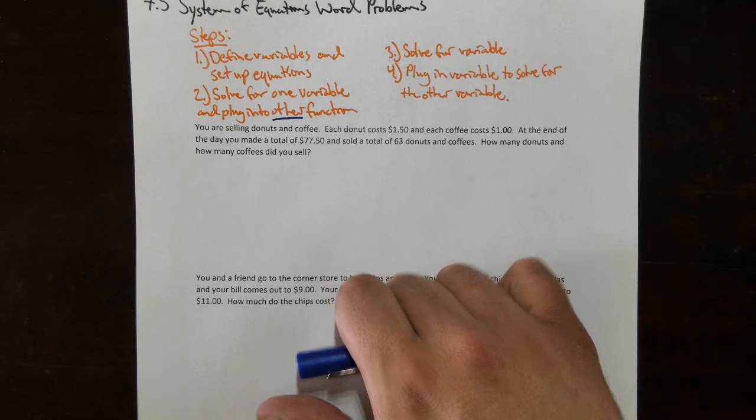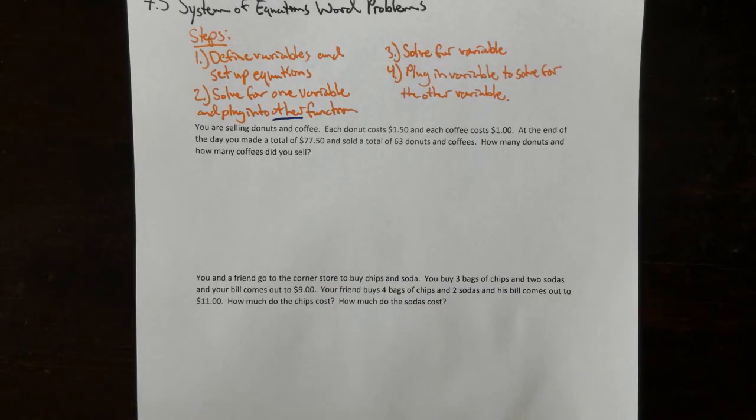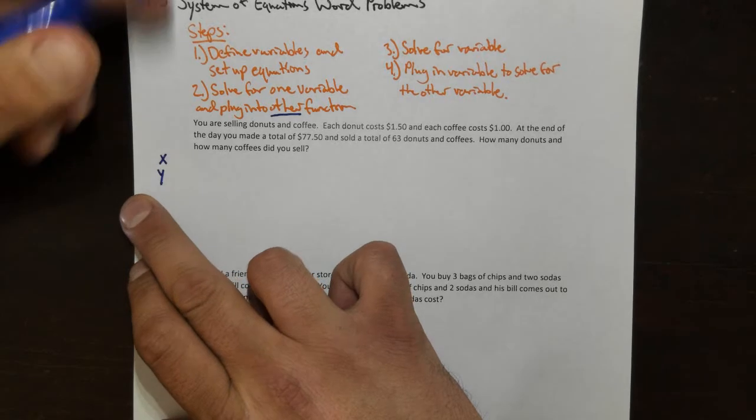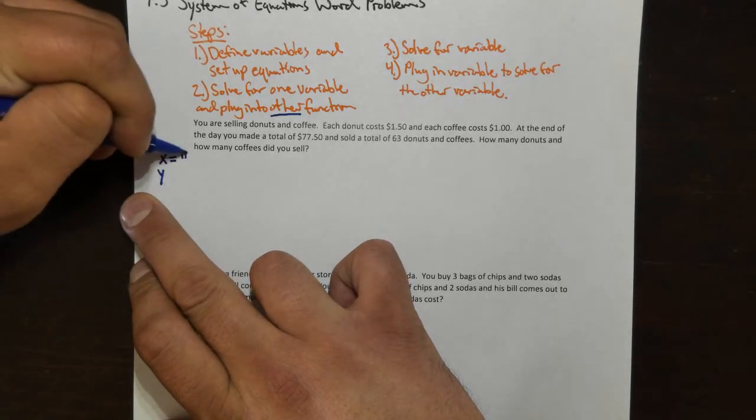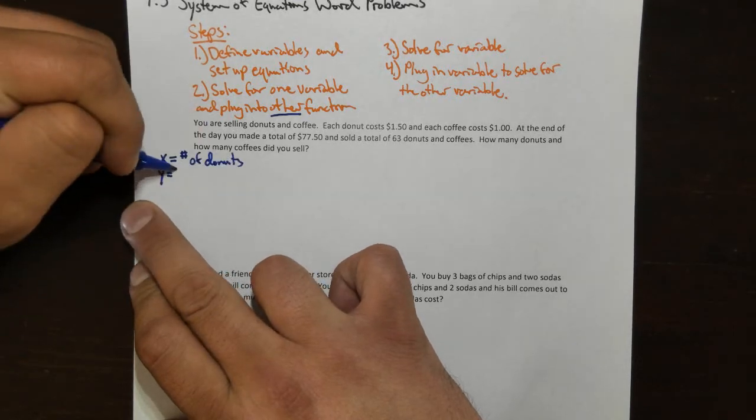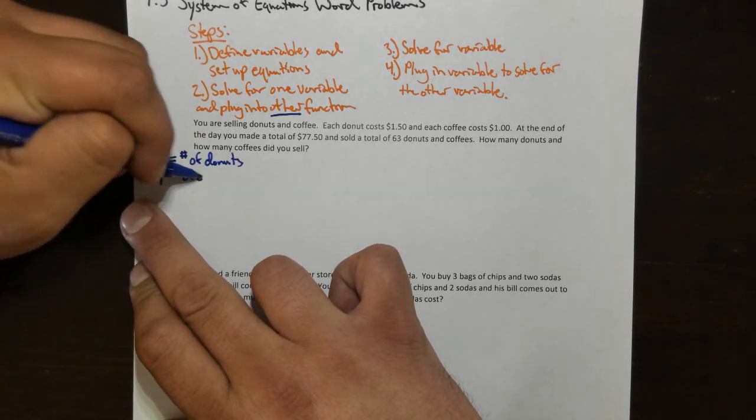You are selling donuts and coffee. Each donut costs $1.50 and each coffee costs $1. At the end of the day, you made a total of $77.50 and sold a total of 63 donuts and coffees. How many donuts and how many coffees did you sell? So we need to start off by defining our variables. I'm going to just use x and y. So x, I can say, is the number of donuts, and y is the number of coffees.